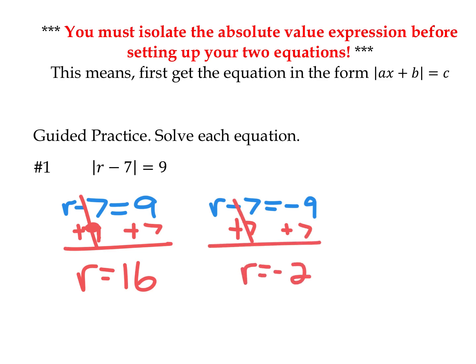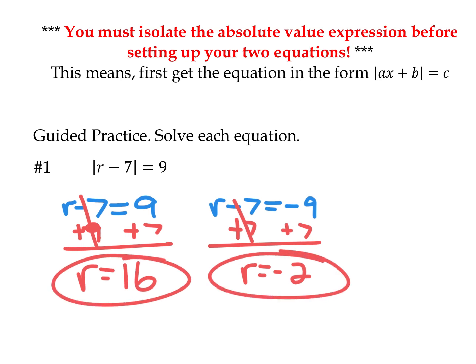So we can see it's not always plus and minus 9. It can be two different values, like we see here, 16 and negative 2. And if we want to check those, what can we do? Just like any time we want to check a solution, plug it back into the original equation. 16 minus 7 is 9. The absolute value of 9 is 9.